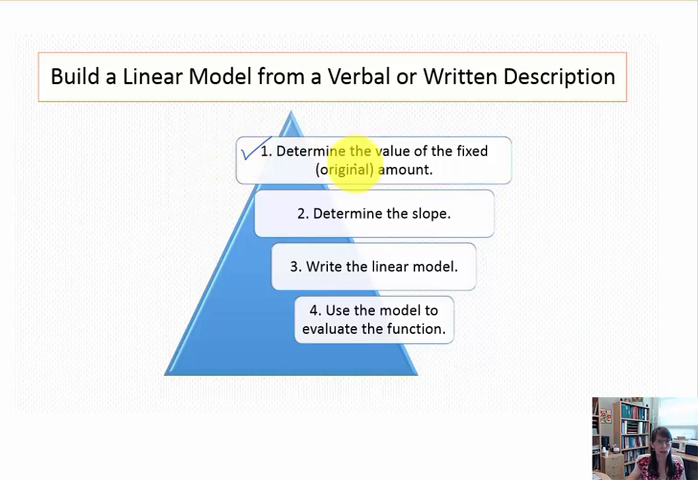Step 1. Determine the value of the fixed or the original amount. Step 2. Determine the slope. Step 3. Write the linear model, and for us that's a linear function. In step 4, we'll use that model or linear function to evaluate the function, and then we can also create a graph.